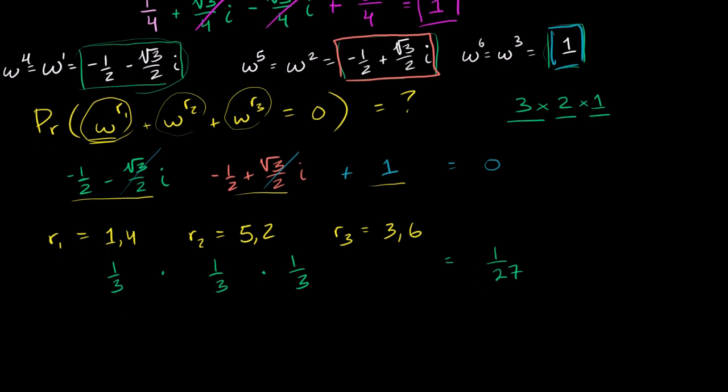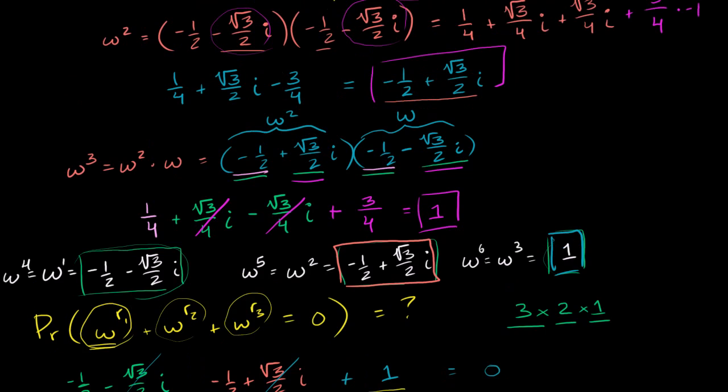So the probability under question: there are 6 arrangements of getting these things to add up in this way, and the probability of each of them is 1 over 27. So it's equal to 6 over 27. And if you divide the numerator and the denominator by 3, it's equal to 2 over 9. And we're done. It wasn't too bad, I think.